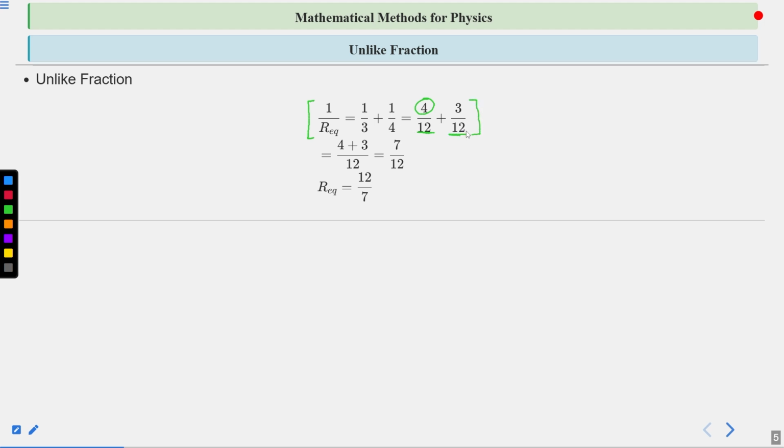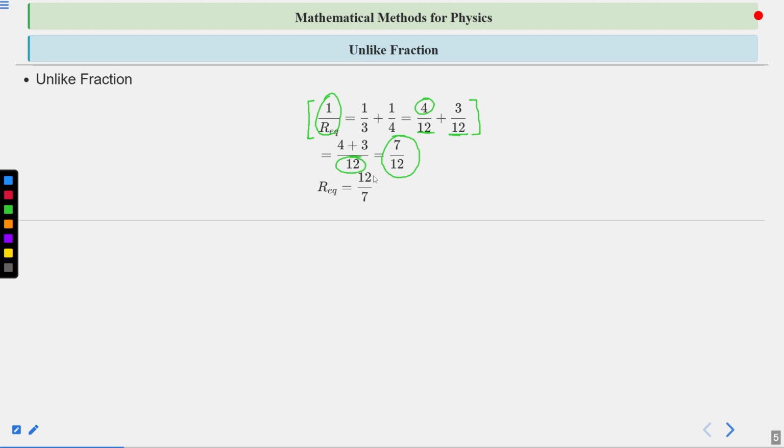So now the denominator is the same. Take the denominator common, so it will be 12. And now add the numerators: 4 plus 3 is equal to 7 divided by 12. Now this is the value of only 1 upon R equivalent. 1 upon R equivalent is equal to 7 by 12.